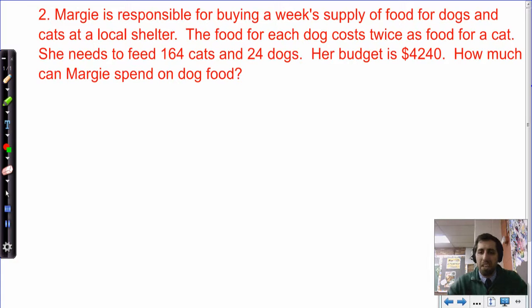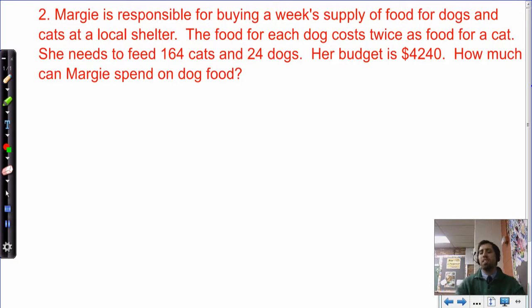But this is a tough word problem. I want to show you how to use substitution here. Margie is responsible for buying a week's supply of food for dogs and cats at a local shelter. The food for each dog costs twice as much as food for a cat. She needs to feed 164 cats and 24 dogs. Her budget is $4,240. How much can Margie spend on dog food?